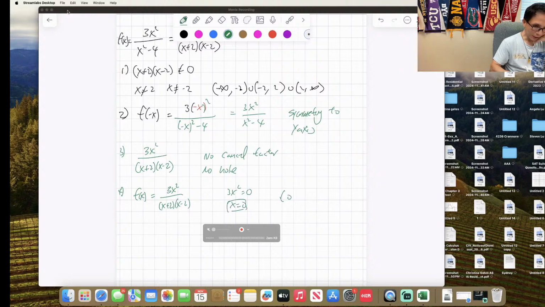Again, it's a coordinate, please. Please don't just write down 0. Is it 0, comma 0? This is the x-intercept. And the y-intercept is going to be the same. So f of x, in this case, is the same because we plug in 0 and get 0 over -4, so it's 0. So (0, 0) is both the x-intercept and the y-intercept. So we have one x-intercept and y-intercept.